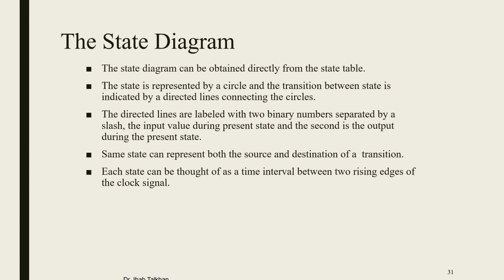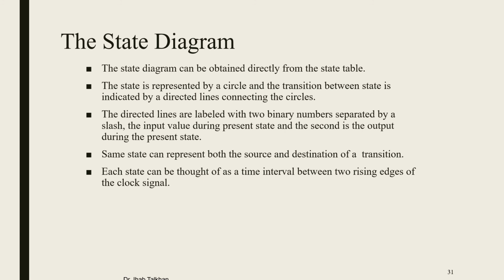Let me summarize what's meant by the state diagram. The state diagram can be obtained directly from the state table, because in the state table each row gives you all the information required to draw the state diagram. The state is represented by a circle, and the transition between states is indicated by directed lines connecting the circles. The directed lines are labeled with two binary numbers separated by a slash. The first is the input value during the present state, and the second is the output value during the present state.